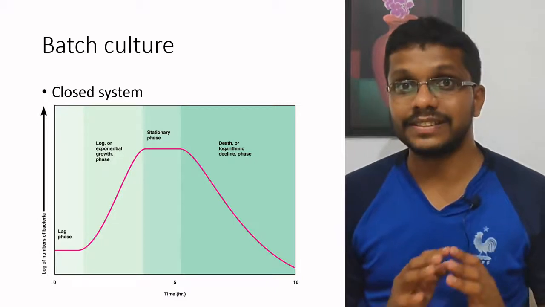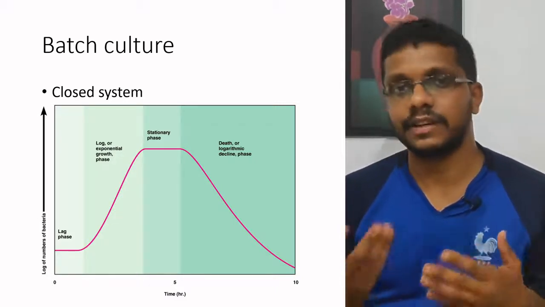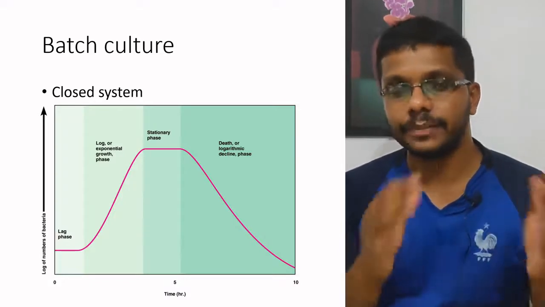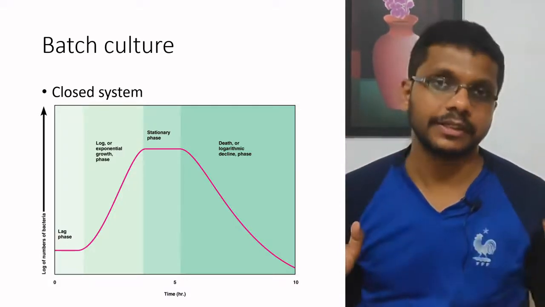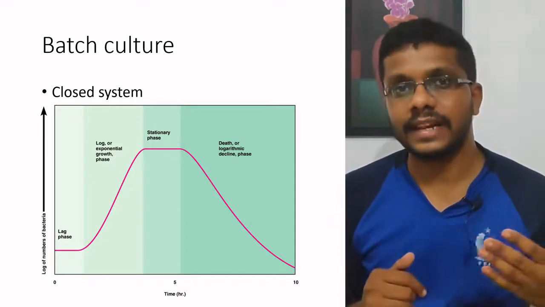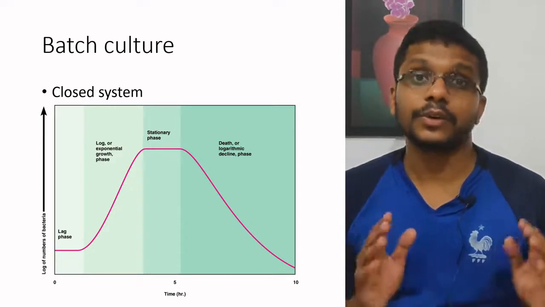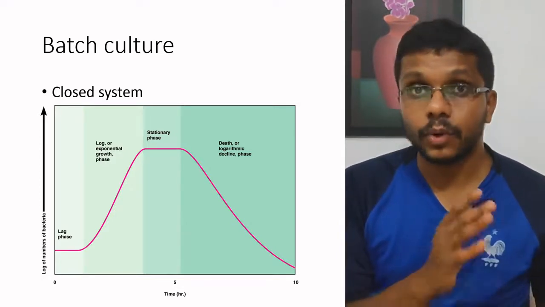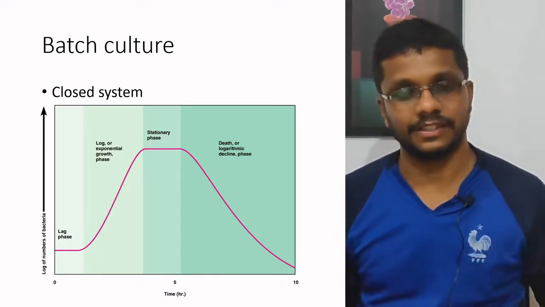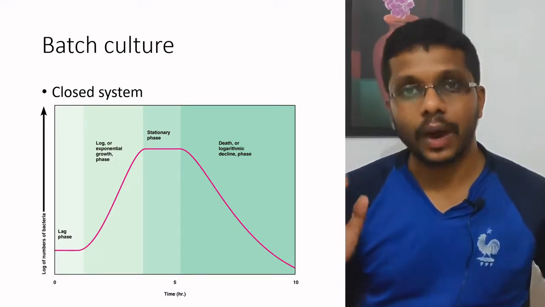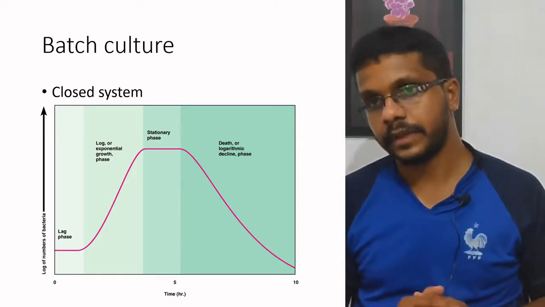Batch culture, as we know, is a closed system. That means just like what we are doing in our laboratory, we have the medium. Once we inoculate the medium, we put it in the incubator, and all the analysis will be done after the incubation. During the incubation, we are not adding anything to the medium or withdrawing anything from the medium. That's what a batch culture system is. In batch culture, there is no addition or withdrawal of anything during the incubation period.